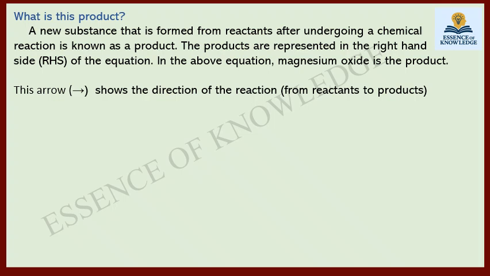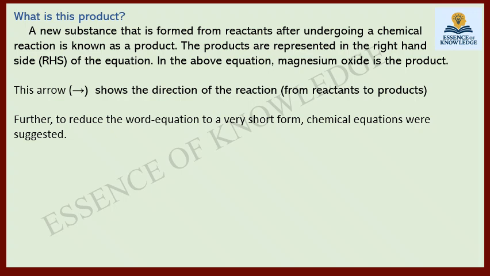This arrow shows the direction of the reaction. It is from reactant to the product. We are getting the product from the reactants. So the arrow shows the direction of the reaction.